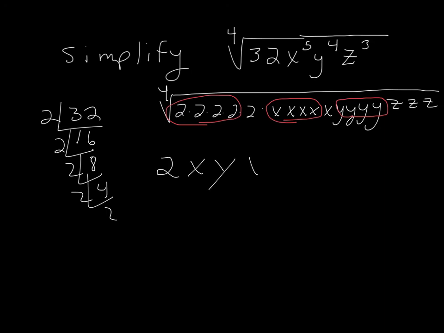And then whatever's left inside, fourth root still, don't forget that. Whatever's left inside, there's a 2 here that couldn't come out. There's an X right here. And there's a Z, Z, Z. So we're going to write all that stuff still inside the radical. 2x. And instead of writing z, z, z, we're just going to put it back to z to the third.